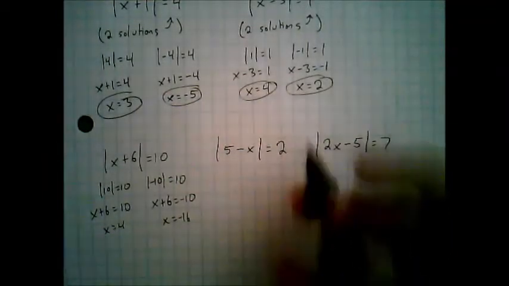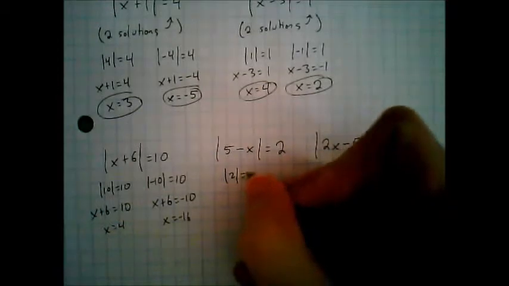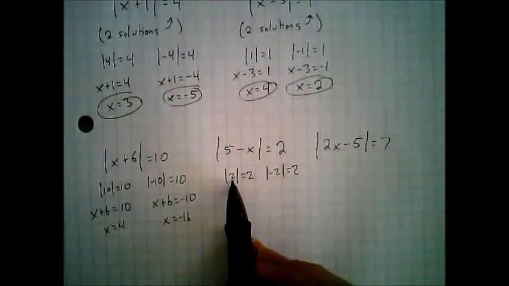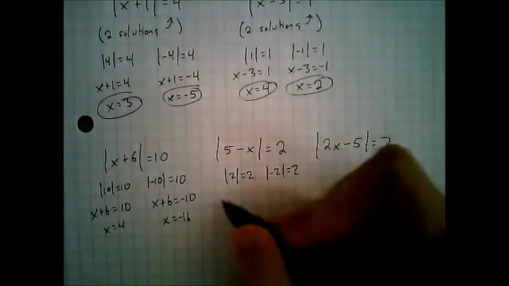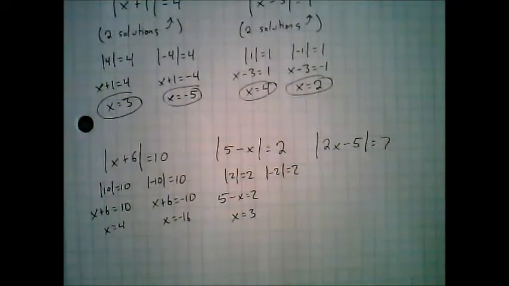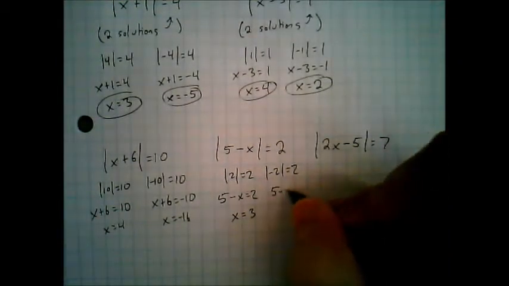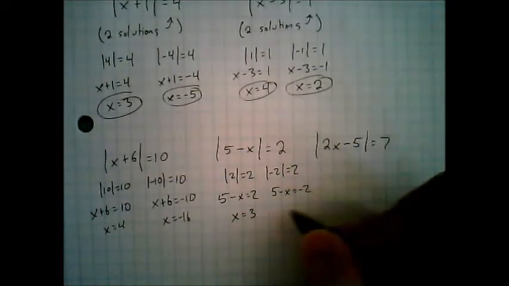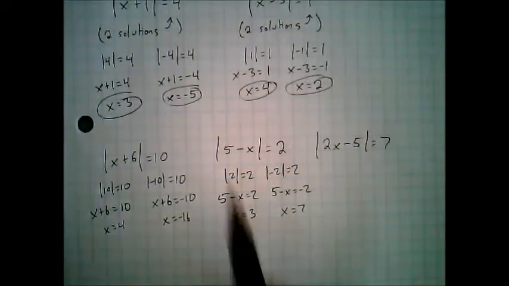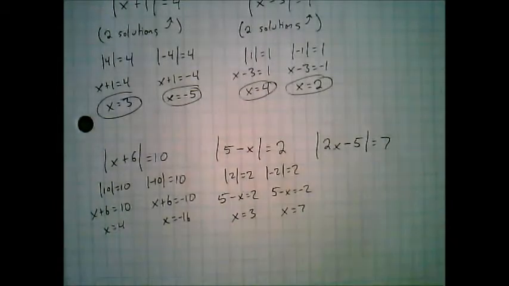My second equation, again, equals a positive number, so I have two solutions. So I'm trying to get 5 minus x to equal 2. And that's just obviously when x equals 3, because 5 minus 3 is 2. And I could also get 5 minus x to equal negative 2. Again, that's when x equals 7. 5 minus 3 is 2, absolute value is 2. 5 minus 7 is negative 2, absolute value is positive 2.